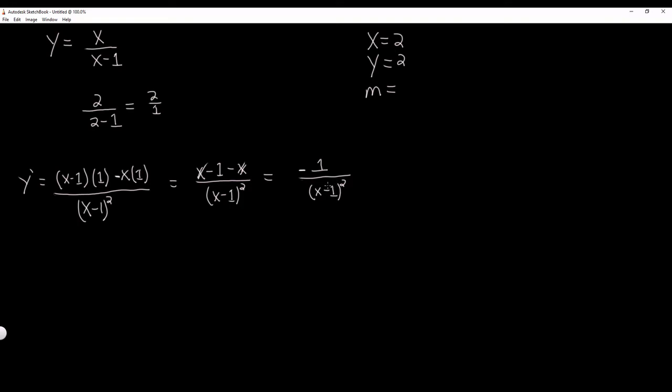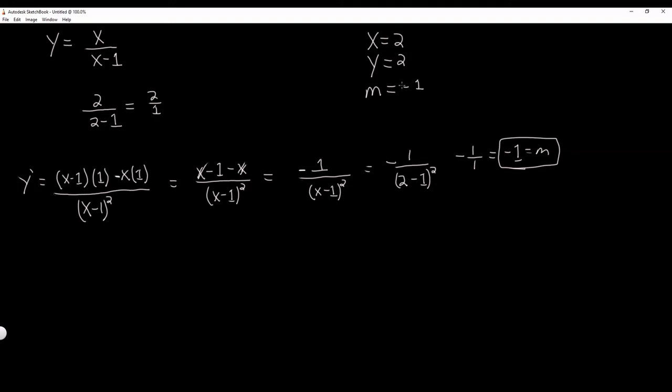So we're going to plug in x into our derivative, and that is going to be equal to negative 1 divided by 2 minus 1 squared. So 2 minus 1 is 1. Squared is just 1. So this is going to be equal to negative 1 divided by 1, which is equal to negative 1, which is our slope. Negative 1 is our slope. So we'll just write it here.